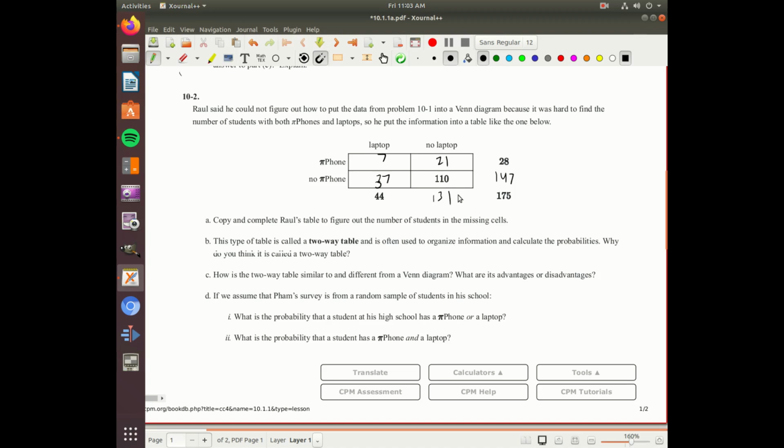One suggestion I would make is when you're done, I would add up all the columns, and I would add up all the rows. Don't just add up the columns or the rows, because if you make a mistake, you're not going to catch it. But if you do the columns and the rows, you'll definitely catch your mistake. So we have the 2A table completed. This type of table is called the 2A table. It's often used to organize information and calculate the probabilities. Why do you think it's called the 2A table? I don't know. I think it is because it goes in two directions.